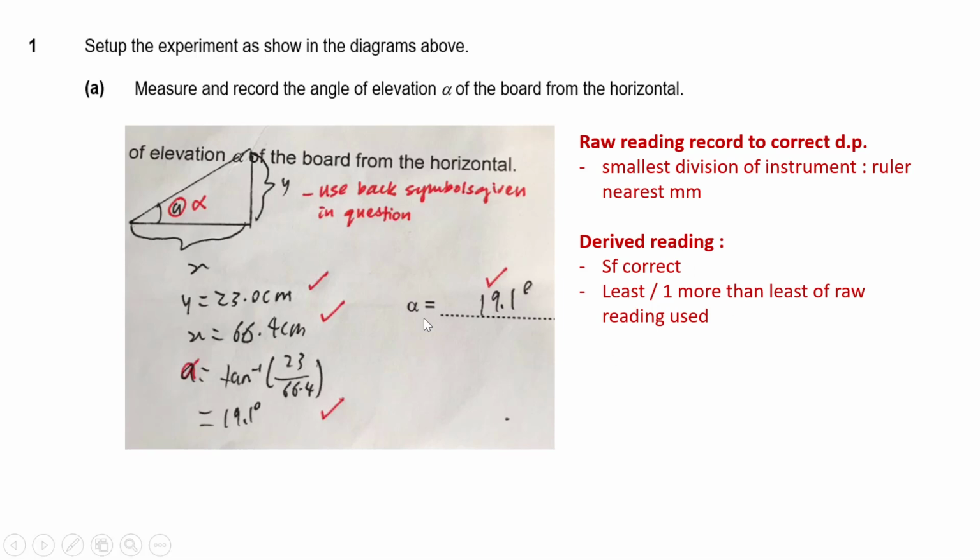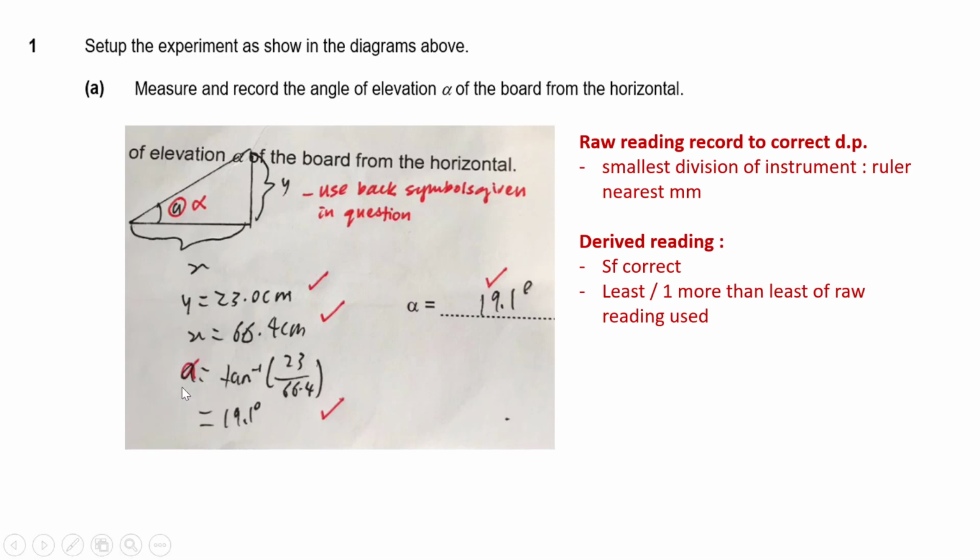So some of you, instead of using the protractor, use the ruler. So in this method, they measured the height of the ramp and the base of the ramp using a ruler. Then using trigo equations, they compute the value of alpha. So it's an acceptable method. In this case, your raw readings would be the value of y and x. Since they're measured with the ruler, they should be recorded to the nearest millimeter.